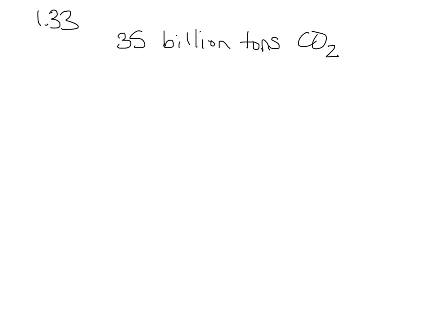All right, so we're going to do 1.33. If you've got your book, it's probably going to be easier for you to just follow along. Essentially what they're telling you in 1.33 is that you've got 35 billion tons of carbon dioxide, and they want to know what that is going to be in grams of CO2, and they want you to write it using a metric prefix.